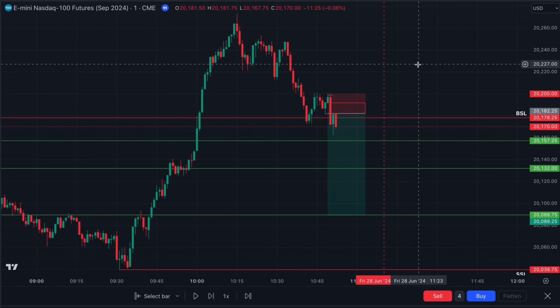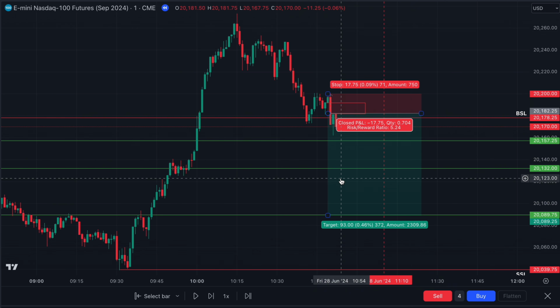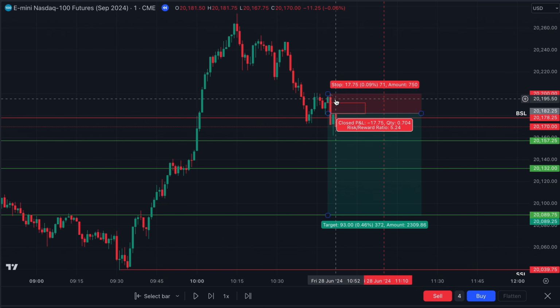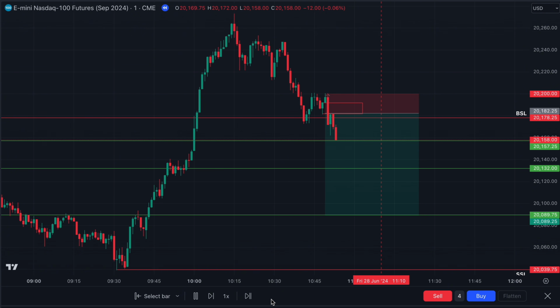Okay, so let's see how this trade would have played out. Even though it didn't give us an entry, let's just see how it would have played out if we were to get an entry. It's a 1 to 5 risk to reward as well. We're only risking 17 handles and we're targeting 93 handles here.